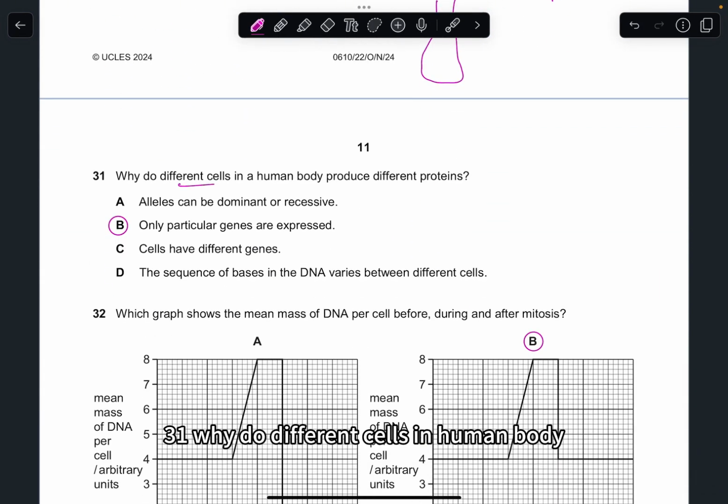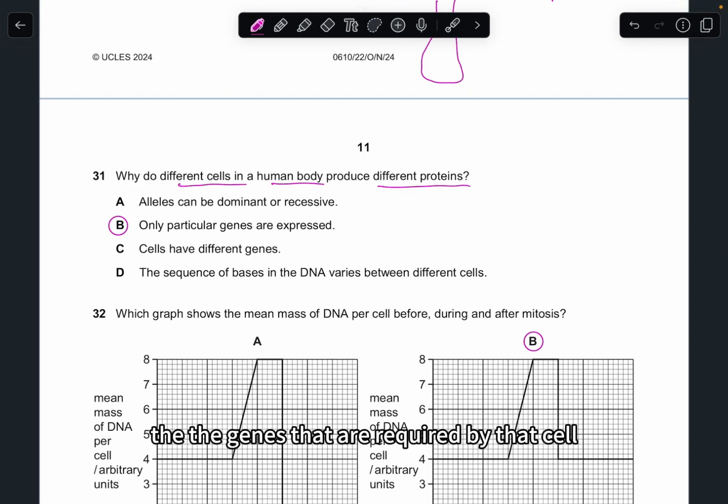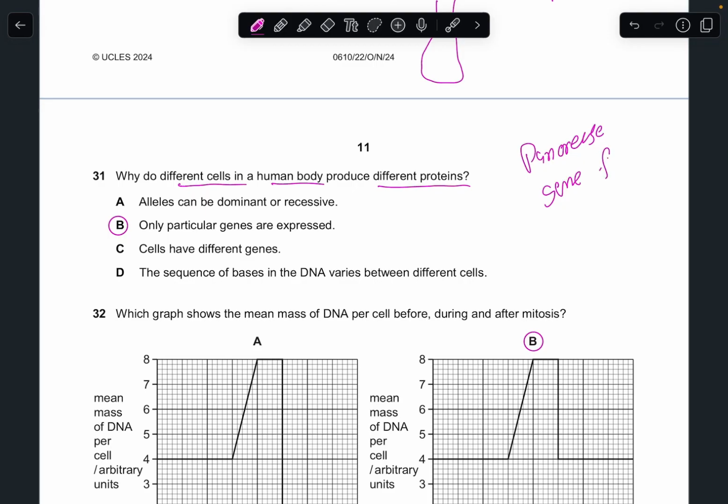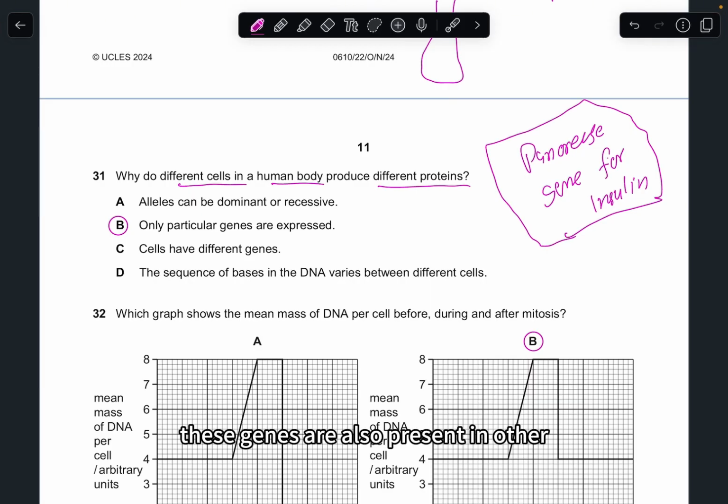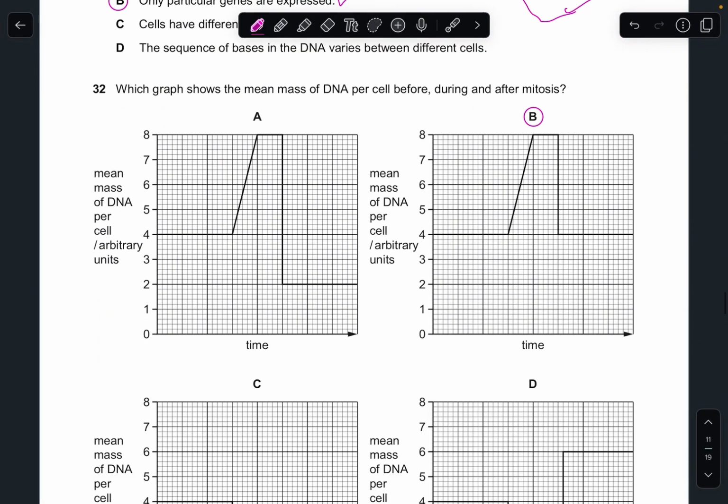Question 31. Why do different cells in the human body produce different proteins? Because the genes that are required by that cell are expressed. For example, in the pancreas, the genes for insulin are expressed. These genes are also present in other cells, but they are not expressed. So only the particular genes are expressed.